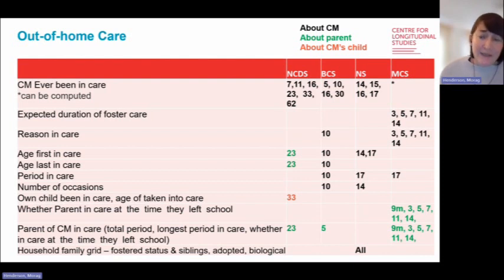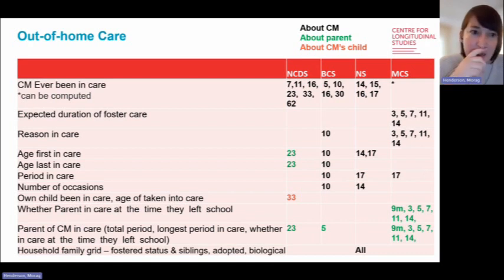Everything that's in black is about the cohort member themselves, but we do also have this intergenerational aspect because we have some information about the parents' care experience, as well as the cohort member's children. So where it's green, it's about the cohort member's parent, and where it's orange, it's about the cohort member's children. And even this slide shows how complex the data is. So I appreciate it might take a few run-throughs before you fully capture what's in the data.